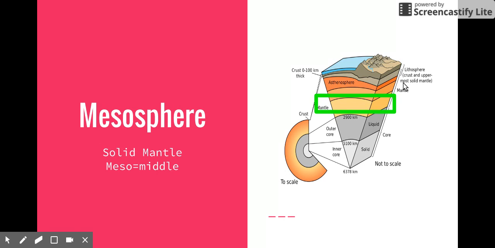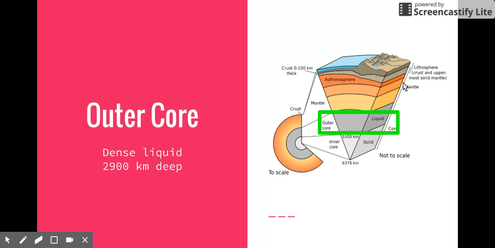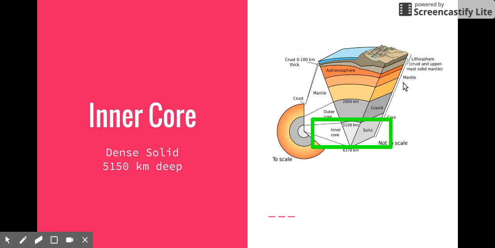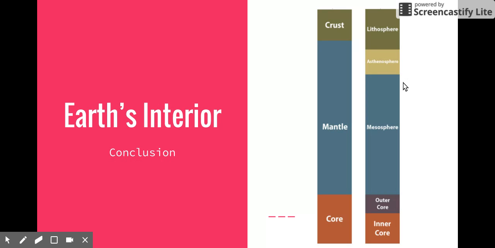Below the asthenosphere is the mesosphere. Meso literally means middle, and so there's not much to include upon that one other than it is solid. Below the mesosphere, we have the outer core, which is believed to be dense liquid, and is approximately 2,900 kilometers deep. And then the most interior part, and the last layer, is the inner core. It's believed to be completely solid and approximately 5,150 kilometers deep. When we look at these layers side by side, you can see the 3 compositional layers compared to the 5 structural layers and how they line up approximately.